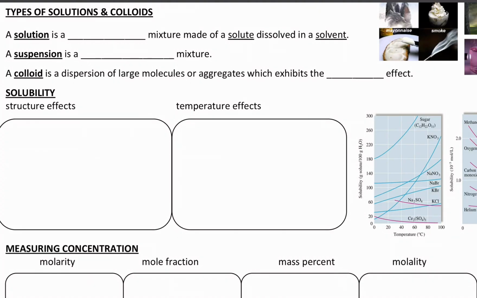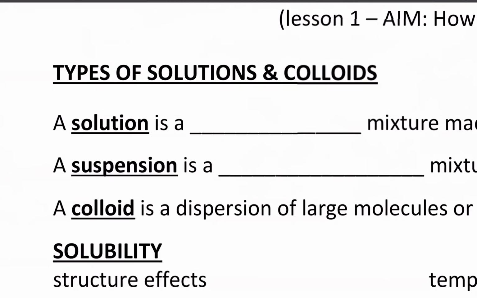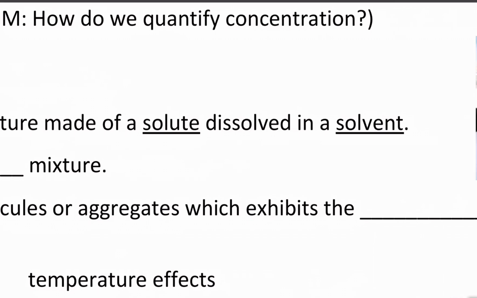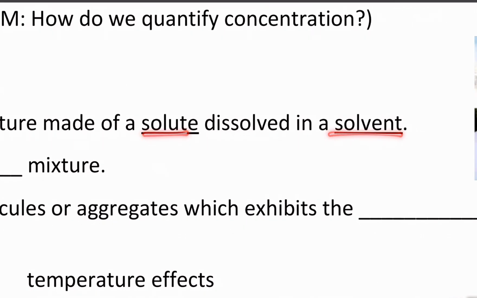Hey chemists, we're going to start the solutions unit in this lesson, and we're going to kick it off with just some vocabulary. A solution is a homogeneous mixture. That really just means it's uniform. And it's made of a solute dissolved in a solvent.